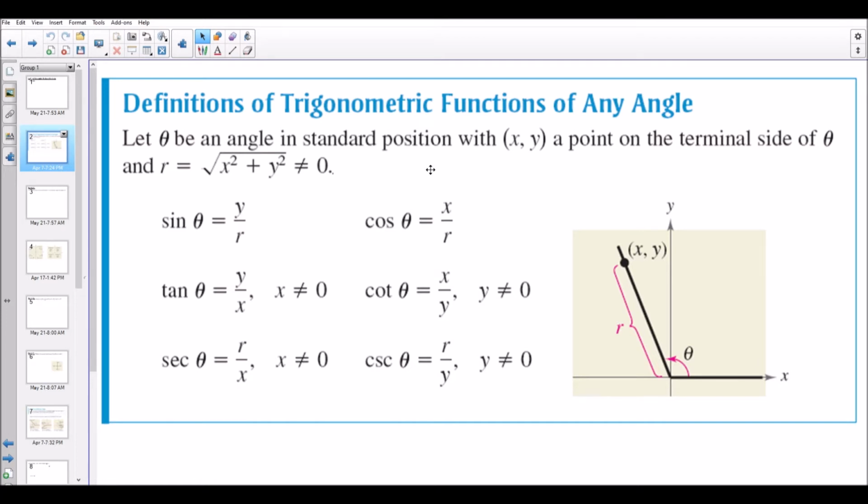So up until this point, when we've done all of our sine, cosine, tangent, and cotangent, secant, and cosecant functions, we've been assuming, or at least in the last section, we were assuming that all of our angles for theta were in the first quadrant, meaning that the x and y coordinate points were going to be positive. But here's the thing, not all angles are in the first quadrant.